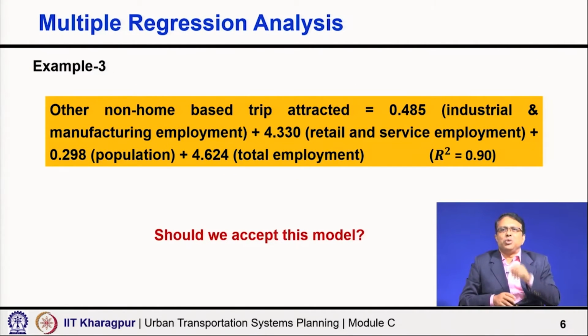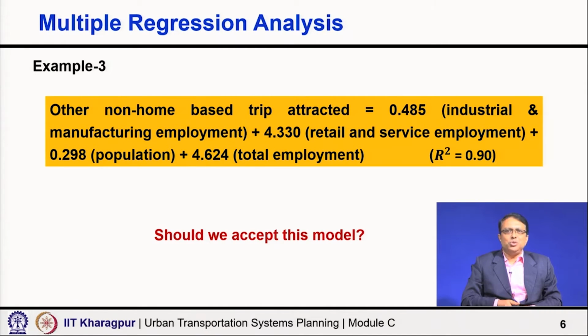Let us take one more example. Other non-home based trip attracted equals 0.485 into industrial plus manufacturing employment plus 4.330 into retail plus service employment plus 0.298 into population plus 4.624 total employment. R square again is very high.